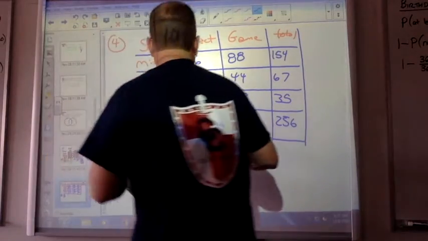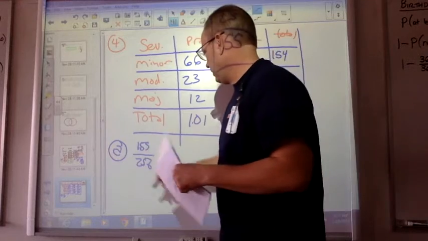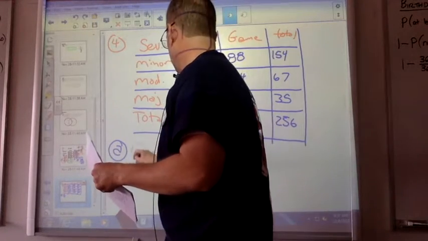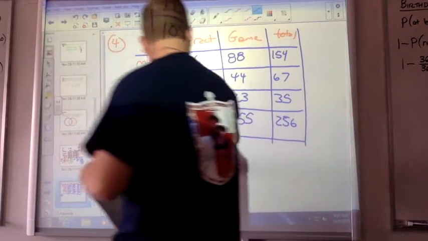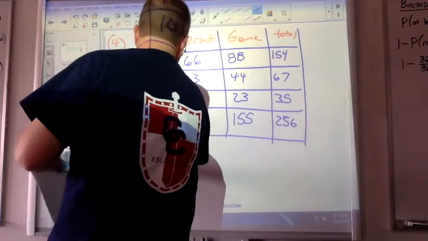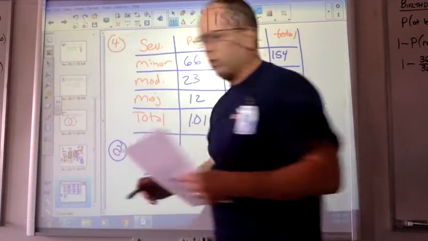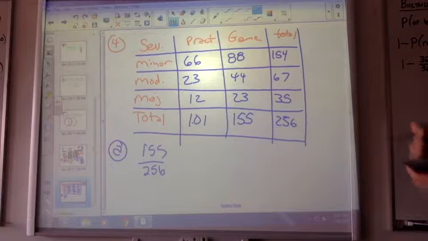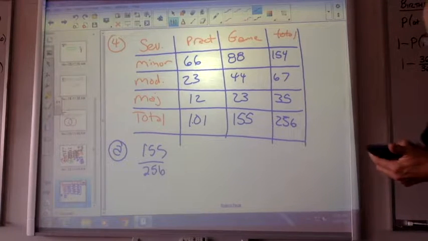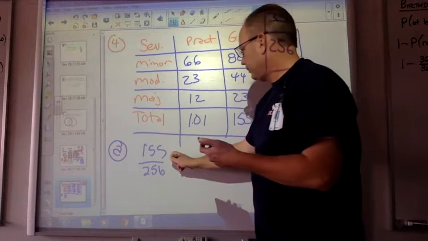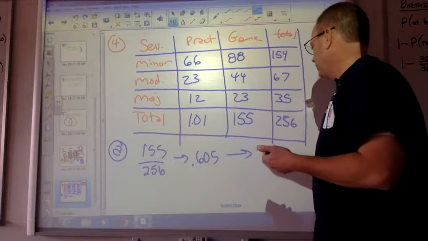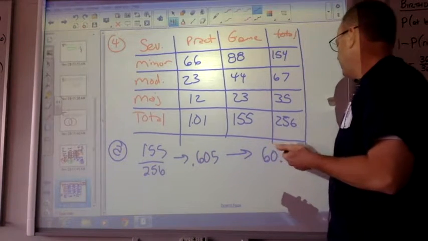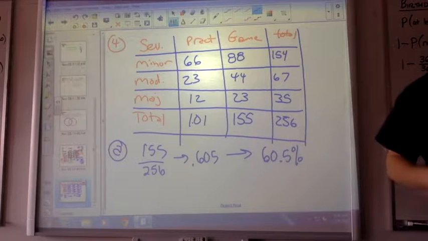That's an 8, right? Yeah. My thing's getting goofy on me. Need a sharp point on this. 155 out of 256. Now some of you are just asking, should you convert those? This is easy enough to do on a calculator. 155 divided by 256 is 0.605, which would result in 60.5%. That's the probability somebody missed a game.